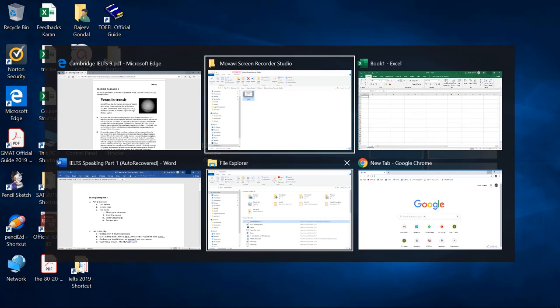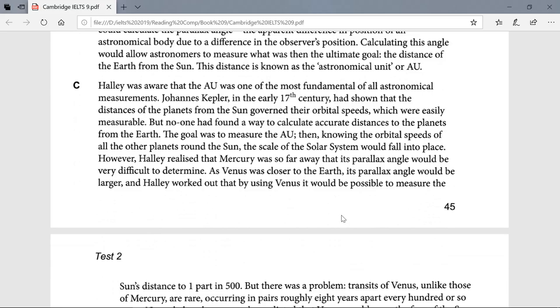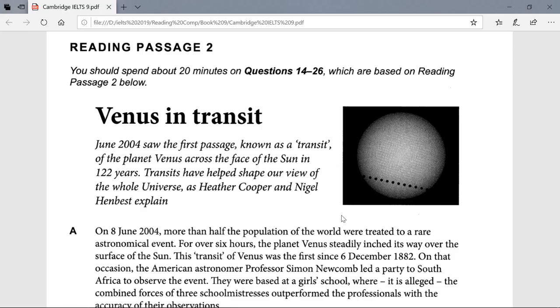Hello, we are going to discuss a very important reading comprehension technique today, related to reading a passage which is a little difficult to understand. For example, if you look at this passage on page number 45 of Book 9, it is one of the academic passages, but you would find the same kind of question sometimes in the general test also.